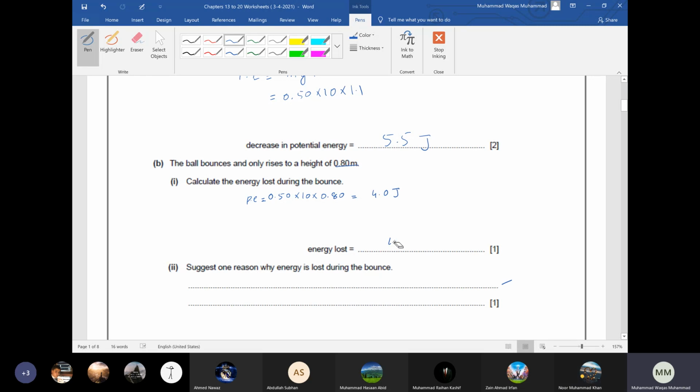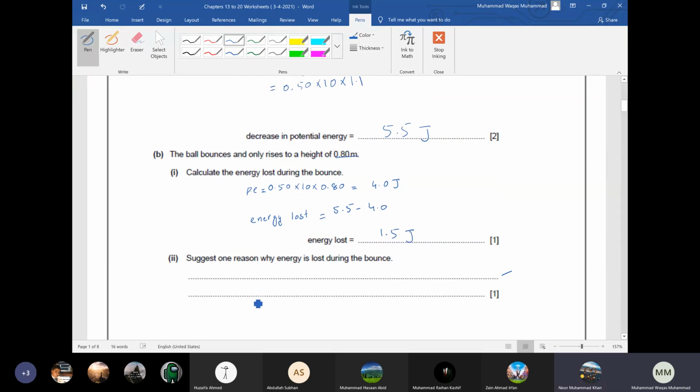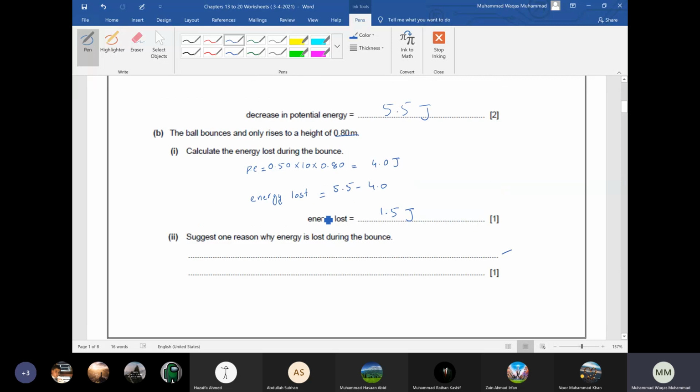Now, beta, when the ball bounces to 0.80 meter, it has 4 joules of energy, right? It means then how much energy is lost? Sir, 1.5. It's 5.5 minus 4.0. So that is the energy lost. Energy lost is equal to 1.5 joules. Clear, beta? Yes.